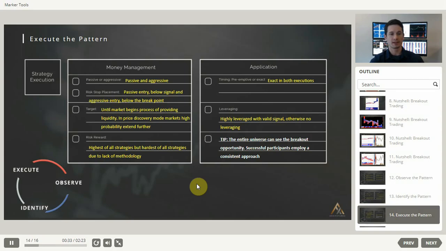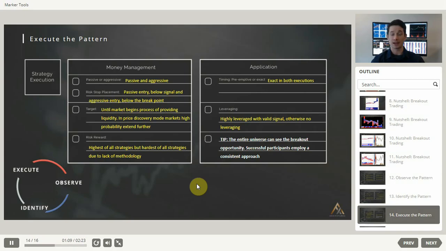In terms of risk, we obviously place the stop below that signal or back inside the breakout zone. In terms of target, well, until the market begins the process of providing liquidity. That's the real key to breakouts. The market is in price discovery mode, so it will stop once it runs into liquidity being provided. Do note, obviously, breakouts do tend to extend, so don't be afraid. Like we mentioned in terms of the variations, you've got variation number one, which is the breakout. Take your profits when the market signals it and buy that first pullback, as the probability for extension on breakouts is always very high.